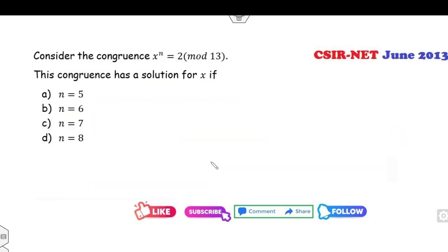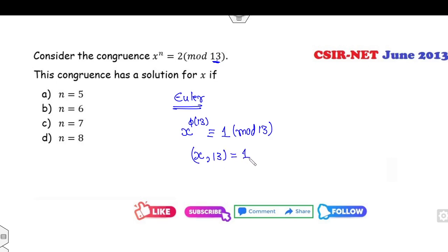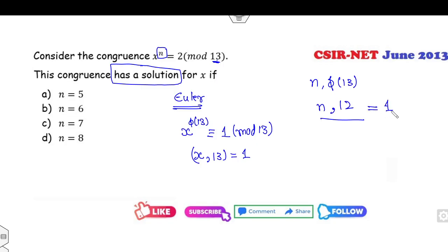I can solve this question again for you. That's very easy because it's a prime number. If you remember my last lecture, that's Euler. We all know if it is a prime number, then it must be congruent to 1 modulo 13, provided x and 13 GCD is 1. It is already given that it has a solution. Then you can find the relation between n and phi of 13. Phi of 13 is 12.